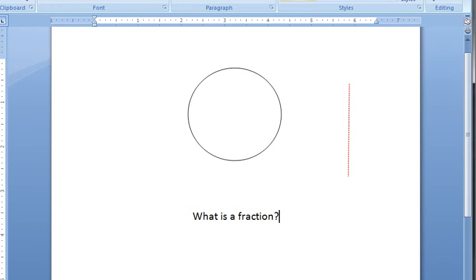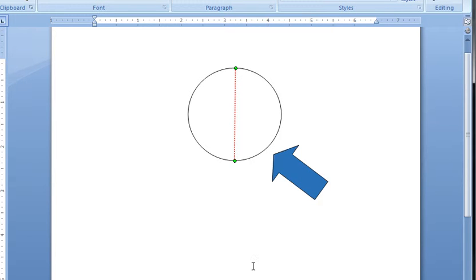what is a fraction? I've seen and read a lot of definitions on fractions, and the one that makes the most sense to me is fractions are simply part of a whole. If we look at our circle, which is the whole, we can actually move this line and cut the whole part into two equal halves. The left side of the circle is equal to the right side of the circle.